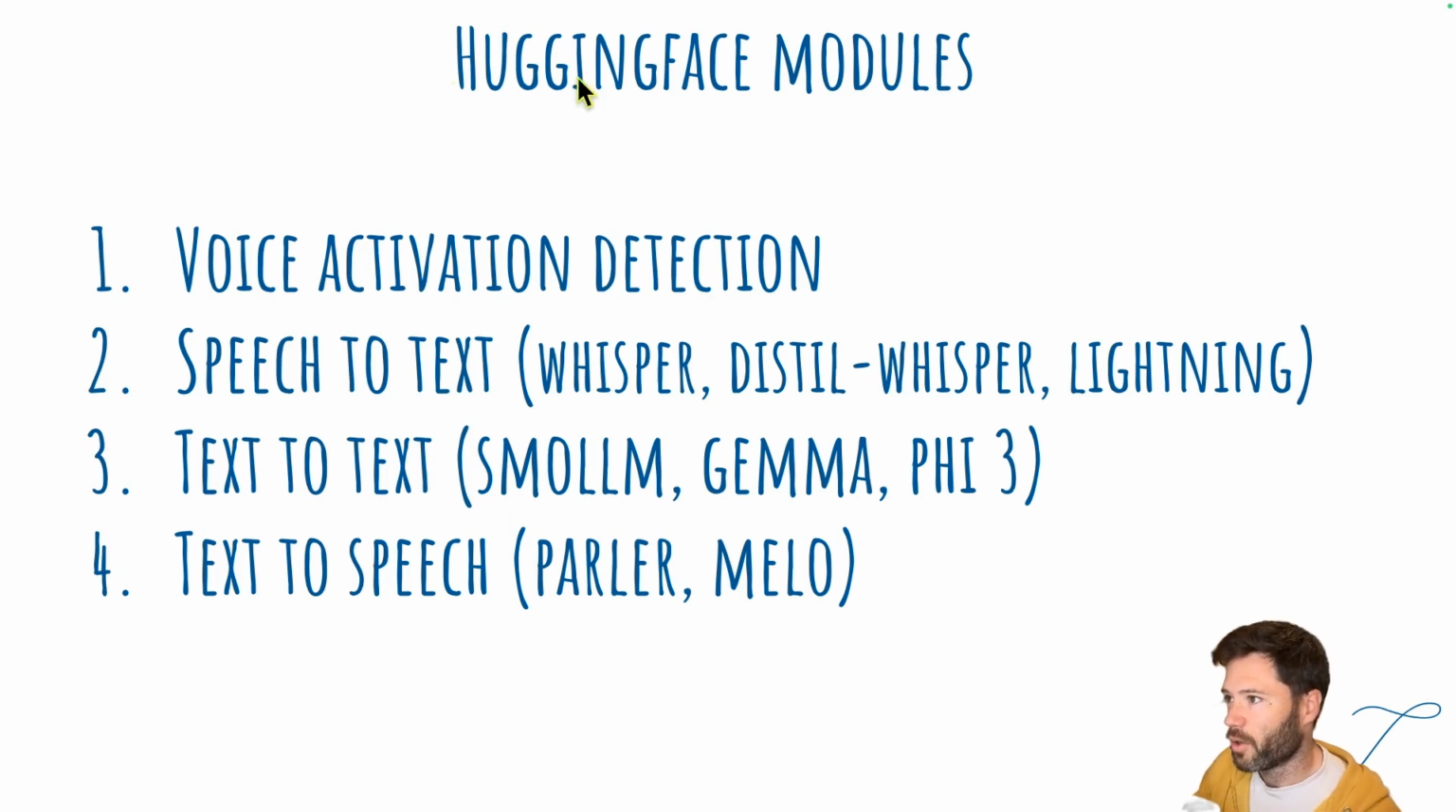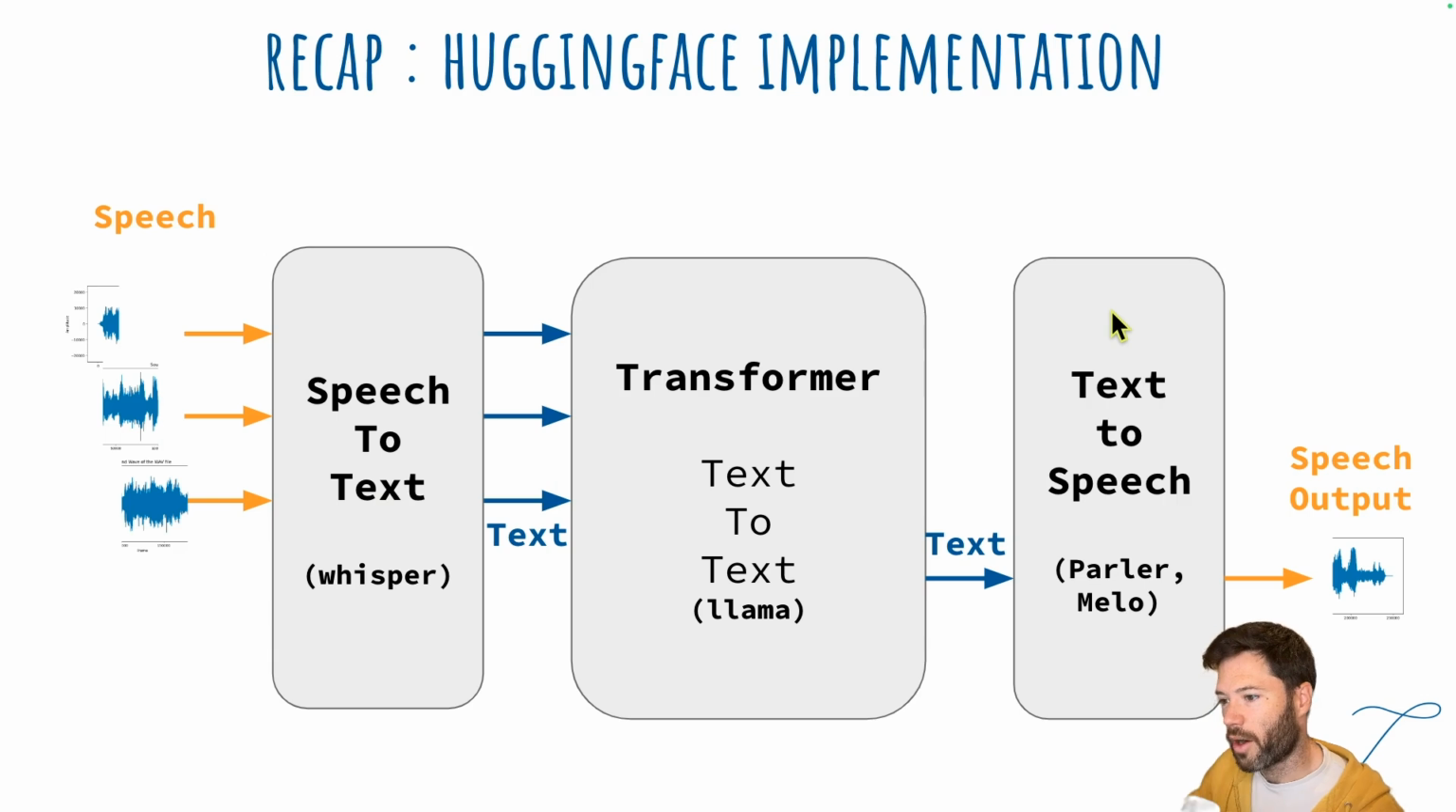So the way that the HuggingFace modules work, there are actually 4 of them. I've shown 3 here, but there's one step that you need before you go to speech to text, and it's called voice activation detection. You need to know when somebody is starting to speak as opposed to just there being noise in the background. So if I leave a pause and then I ask a question, how are you? The model needs to know that I've started to speak, and it also needs to know that I've stopped speaking.